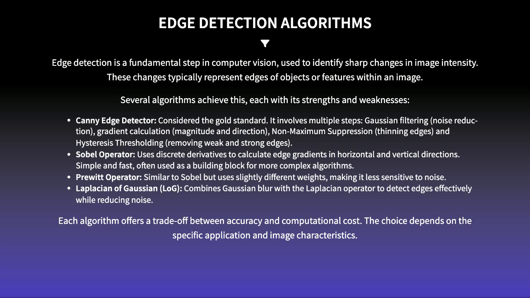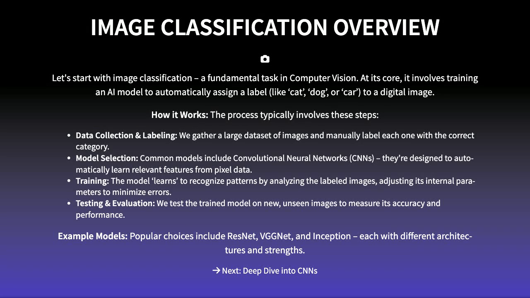Finally, there's the Laplacian of Gaussian. It combines blurring with a way to find these change points effectively. Choosing the best one really depends on what you're trying to do with the image and how much processing power you have available. Okay, so let's jump right into image classification.